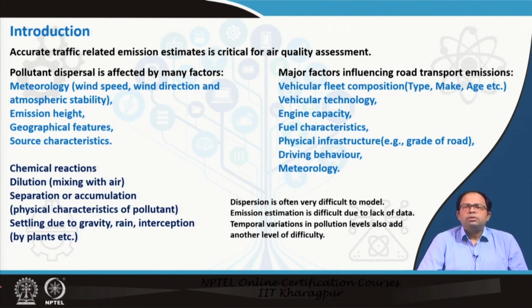So these are the different issues that also need to be looked into when we talk about pollutant dispersal. Dispersion is often very, very difficult to model, and it is even more difficult if you don't have enough data. Emission estimation is primarily not that difficult to model, but what is difficult is to get the data related to different kinds of vehicles and different technologies that are in use on the road at this point of time. That is very difficult to get. And finally, the temporal variations in pollution levels also add another level of difficulty.